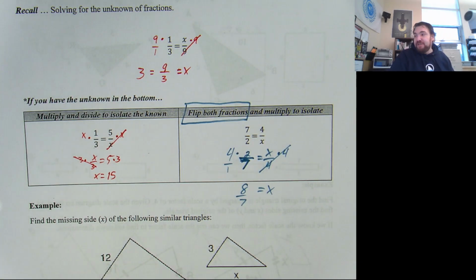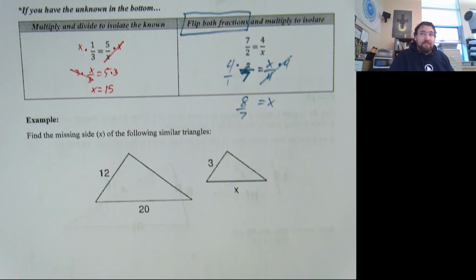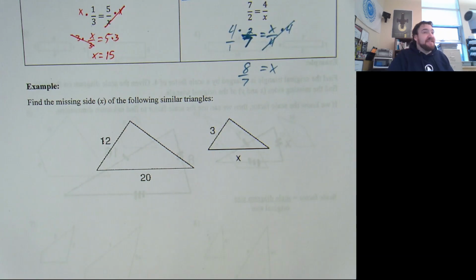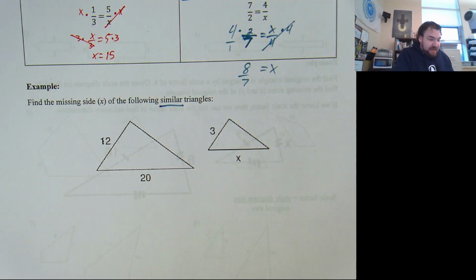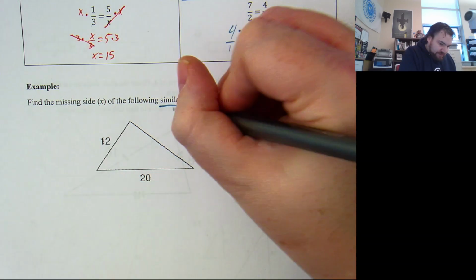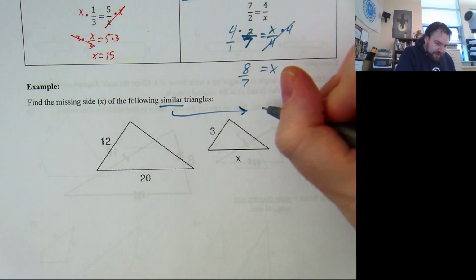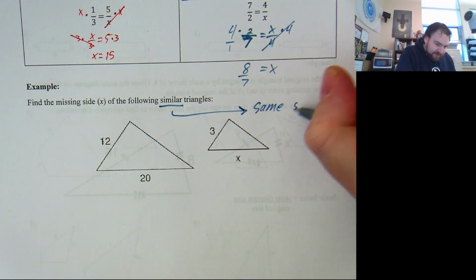And so where this becomes useful is things like this. Here are two triangles. I'm telling you that they're similar. What's the missing side? And so if you know that they're similar, that means they're going to have the same scale factor everywhere.